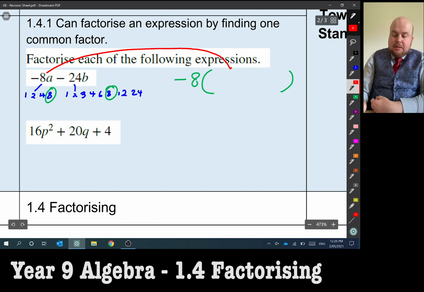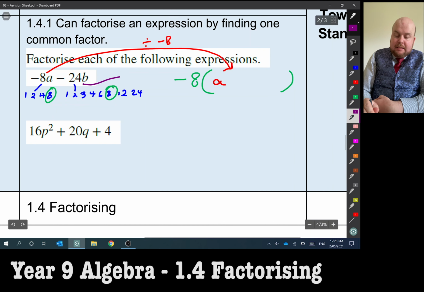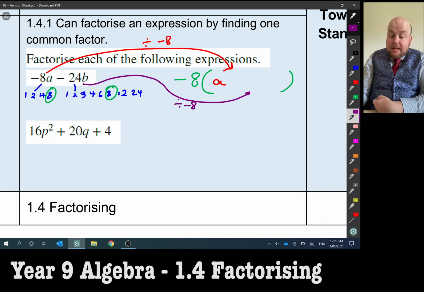So I'm going to take negative 8a divided by negative 8, this number on the outside. So this is going to be negative 8a divided by negative 8. Will just leave me an a. And this negative 24b divided by negative 8 is going to make that into positive, because two negatives make a positive, 3b.